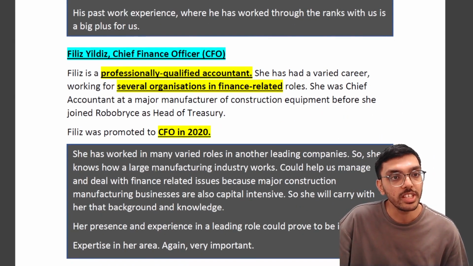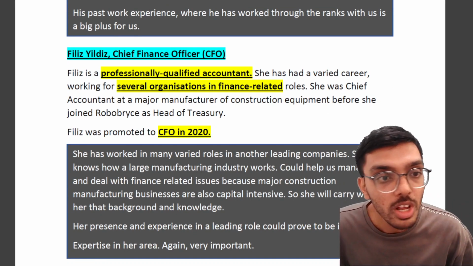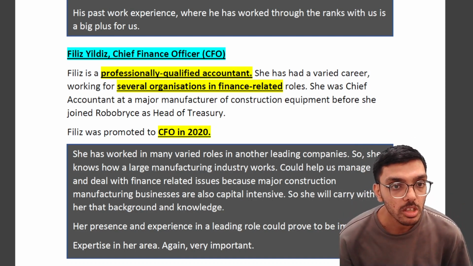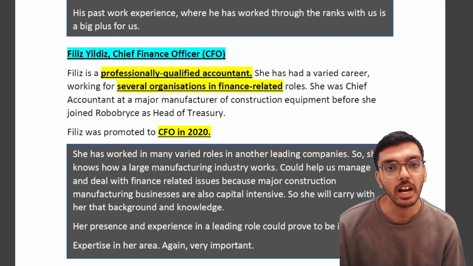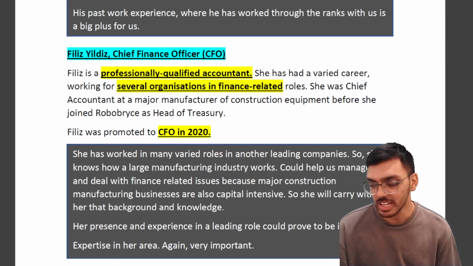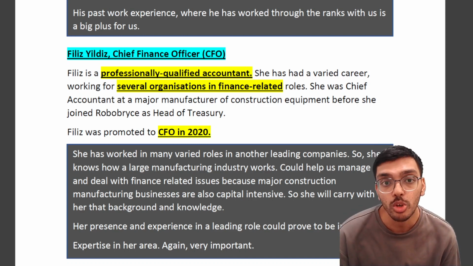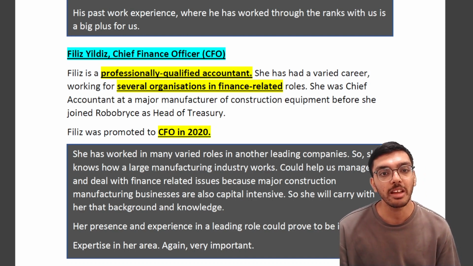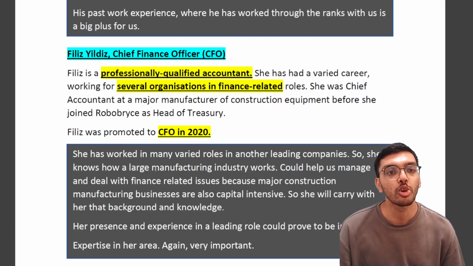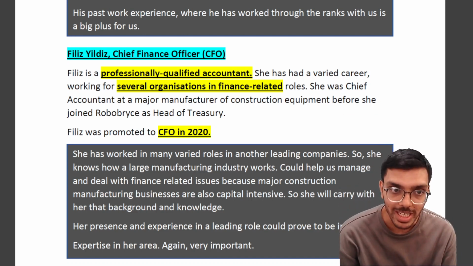Next, we have Phyllis Yildiz, Chief Finance Officer, who you are going to be reporting to and who is going to be your point of contact in the board. So Phyllis is a professionally qualified accountant. She has had a varied career working for several organizations in finance related roles. She has good background. She was chief accountant at a major manufacturer of construction equipment before she joined Robobryce as head of treasury and then promoted to CFO in 2020.